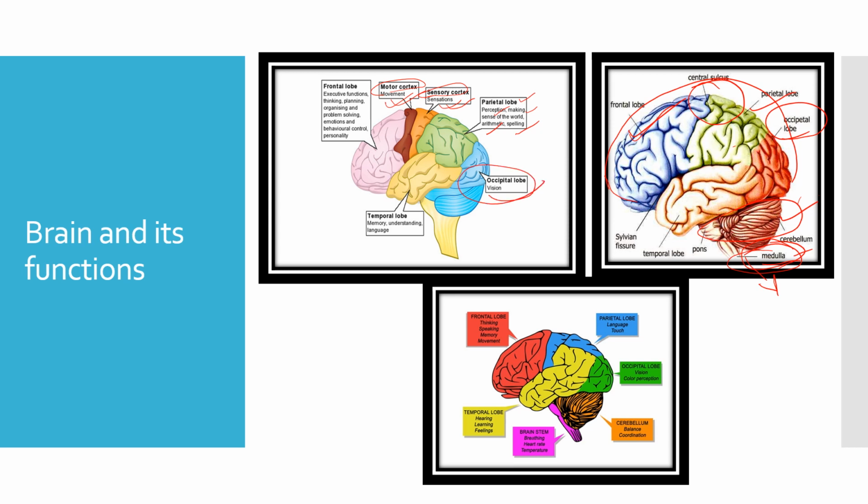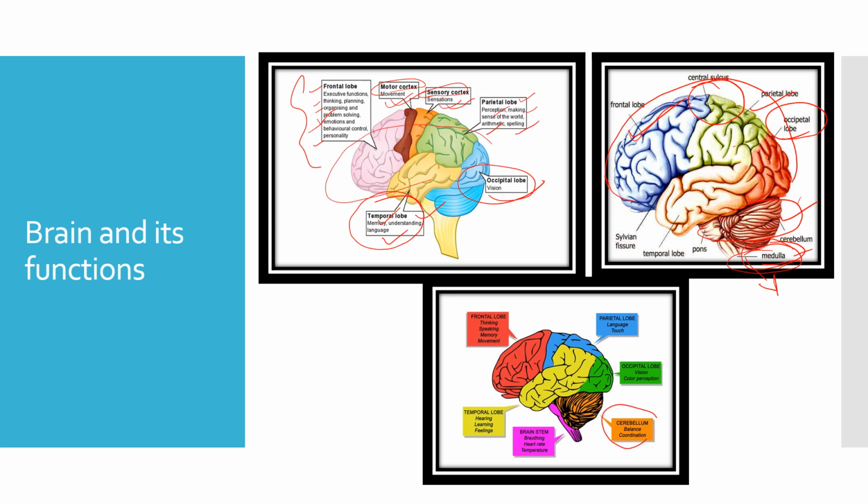The occipital lobe is related to vision. The temporal lobe is related to memory, understanding and language. The frontal lobe is mainly for executive functions: thinking, planning, organizing, problem solving, and behavioral control of personality. So all the parts of the brain have different functions. These were all the functions of the cerebrum.